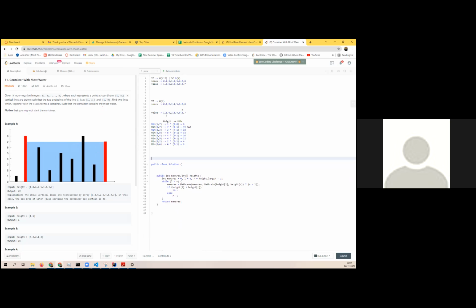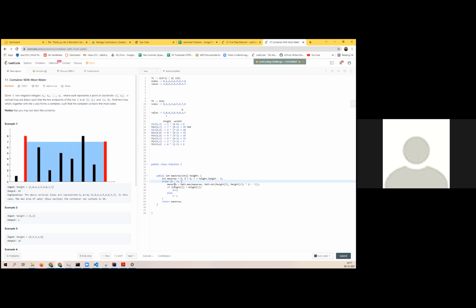I've written it in Java. This is the max area code. Here we initialize max area to 0, then the left pointer is at index 0 and the right pointer is at the end of the array, which is height.length minus 1. And we iterate till left is less than or equal to right, just a normal two-pointer way.